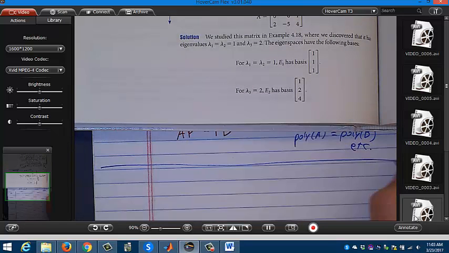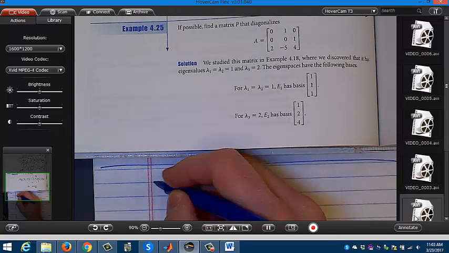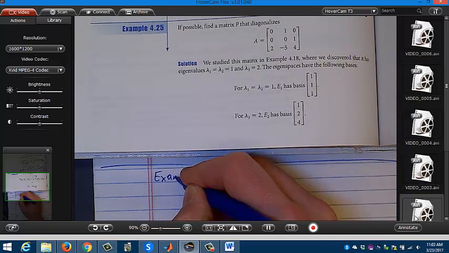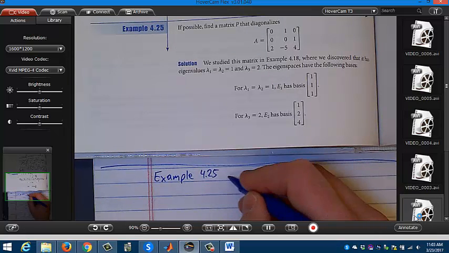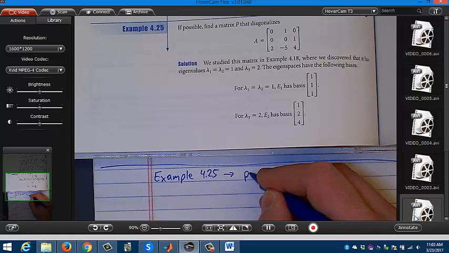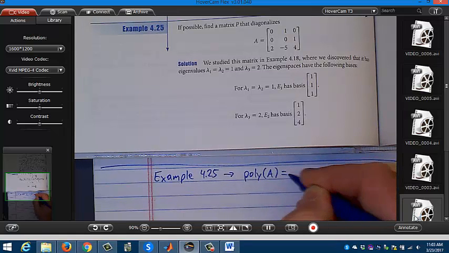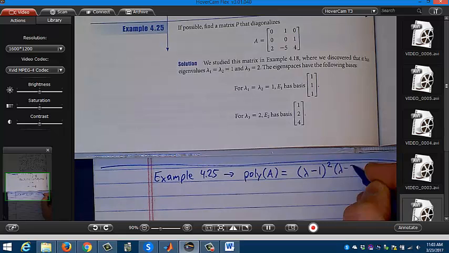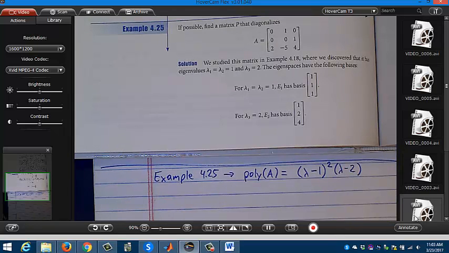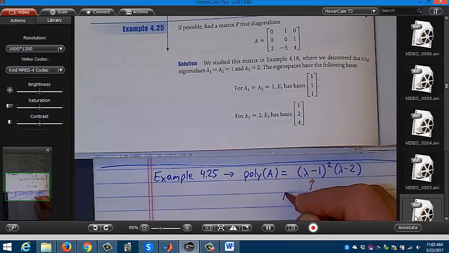Well, we know what the eigenvalues are, right? So wouldn't it just be lambda minus 1 times lambda minus 1 times lambda minus 2? That's right. So the characteristic polynomial of that matrix A, I would write as lambda minus 1 squared times lambda minus 2.